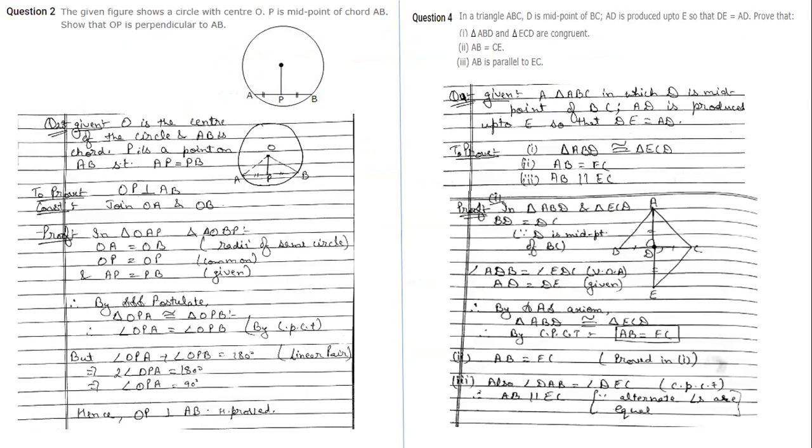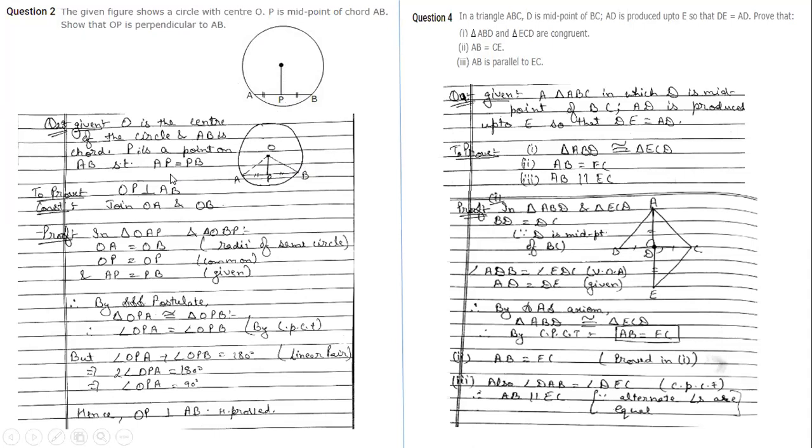See question number 2. In this question, the given figure shows a circle with center O, and P is the midpoint of the chord AB. The given circle is there, the center is O and a chord AB is there. P is the midpoint of the chord. Midpoint means P divides AB into equal parts, one is AP and another one is PB. We have to show that OP is perpendicular to AB.